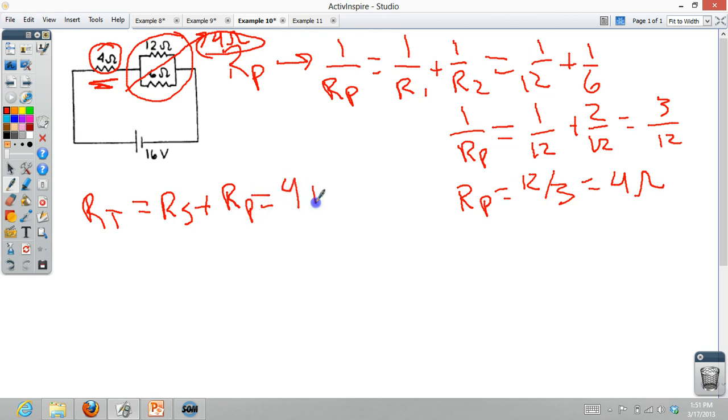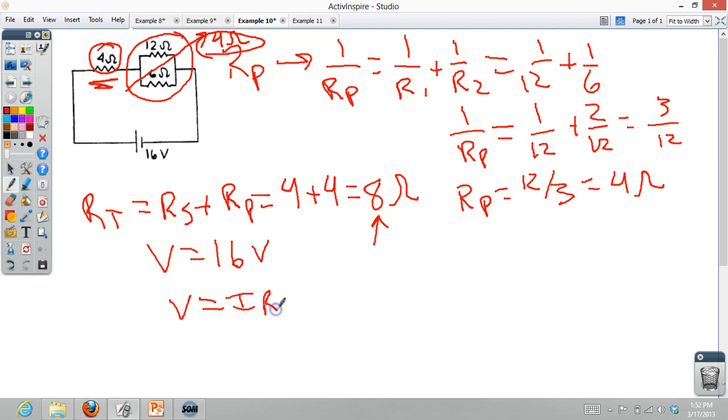So that will be 4 plus 4, and we end up with a total resistance in the circuit of 8 ohms. Now we can find out how much current is in the circuit. We know that the voltage is equal to 16 volts. We know that the resistance is 8 ohms. So let's use our equation V is equal to I times R.